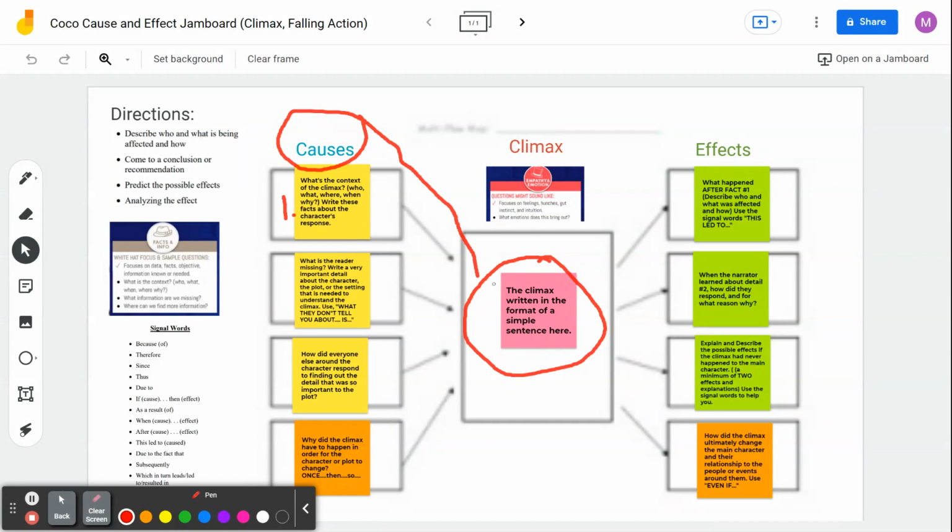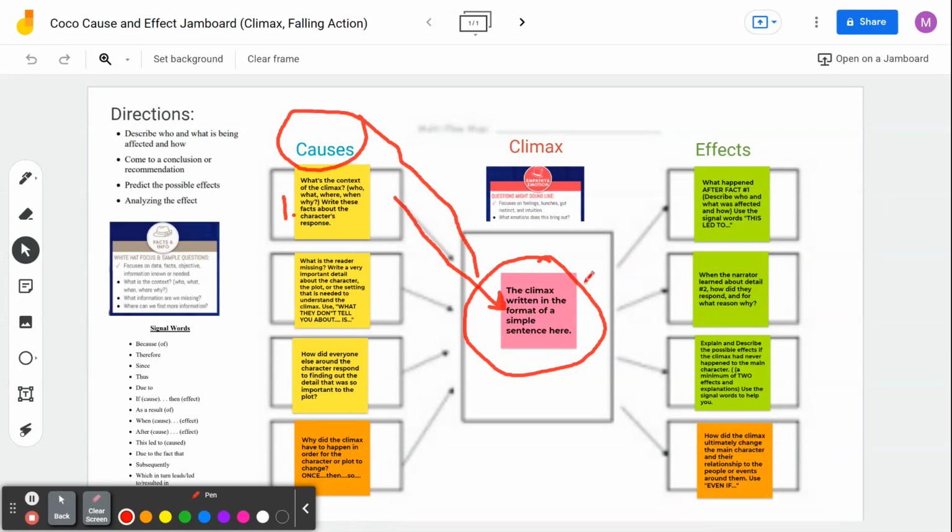Notice how I'm giving you a little bit of breadcrumbs here so that when you watch that video, you can stop it, pause it, and see exactly where it is. And then you write those facts about the character's response. When it happens, there are a lot of people around him and everybody is responding. So from there, you'll go back down here and check back in with this to double check and be sure that this cause matches the climax.